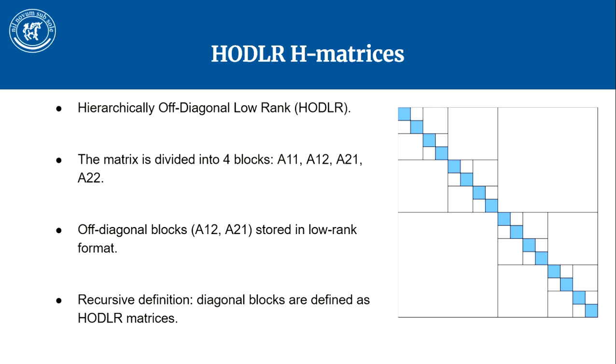And then the diagonal blocks are recursively divided, since they are also defined as HODLR matrices, up until the block is small enough where we can store them as dense blocks. So in the image on the right, for example, the colored blocks would be the dense blocks, while the non-colored blocks are low-rank approximations of the dense blocks.